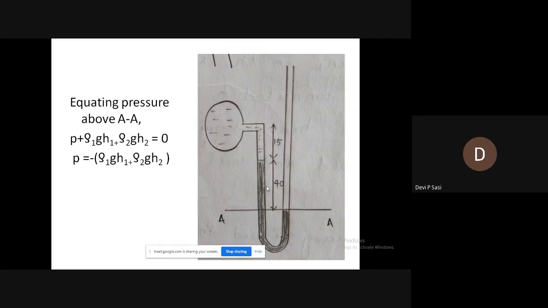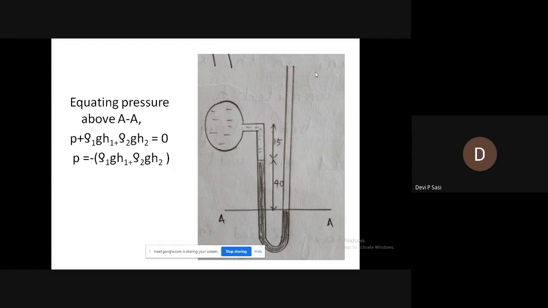Now let's come to the question. So now we can get an idea that the manometer contains two liquids. One is a heavy liquid, that is mercury, and the second one is a light liquid. And it is given that it is having vacuum pressure. The other end of the manometer is open to the atmosphere. That is, the right limb is open to the atmosphere.